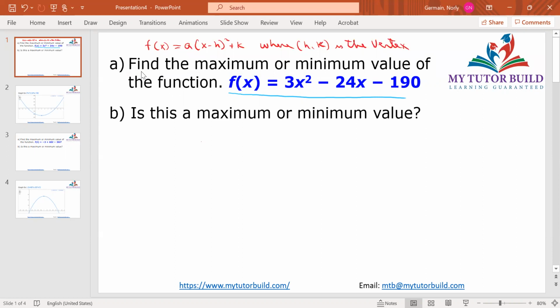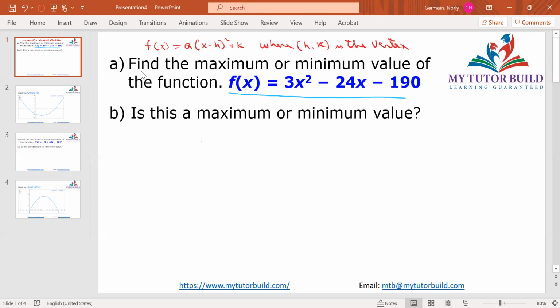Now, if you don't remember how to convert a function like this, f of x equals ax squared plus bx plus c, to standard form, like a times (x minus h) squared plus k, you can check this website and this YouTube channel, and watch another video previously recorded and posted. Let's say for this function right here, we can rewrite it in the standard form.